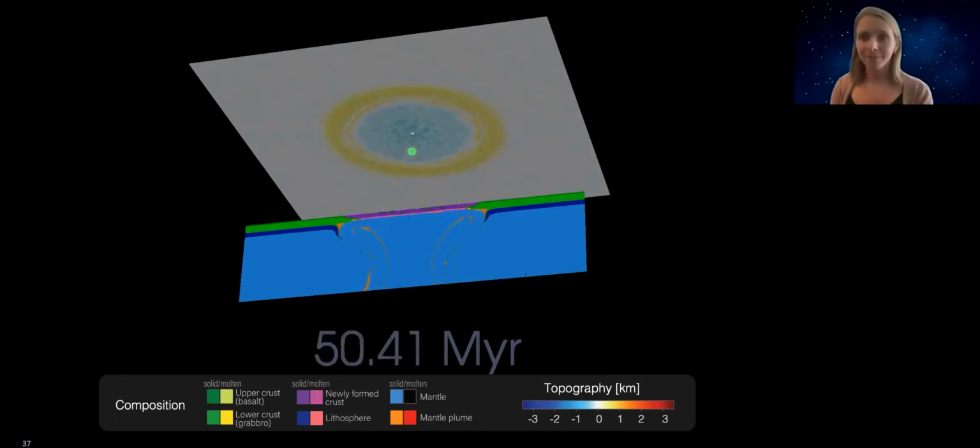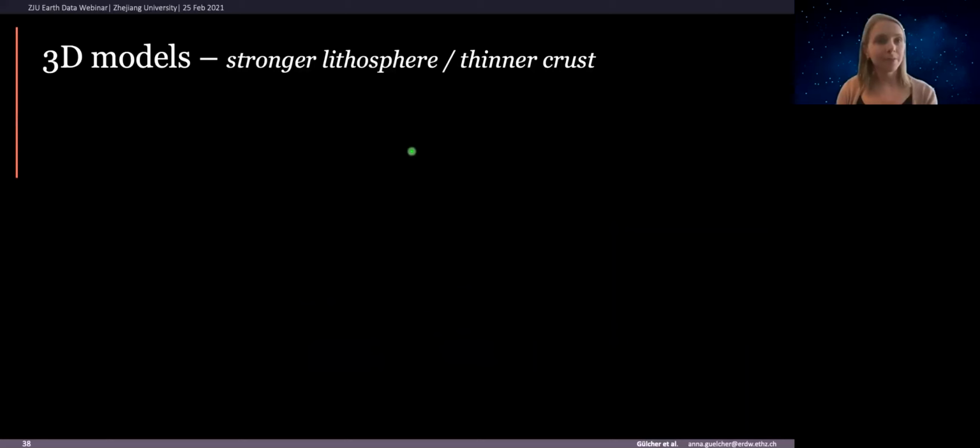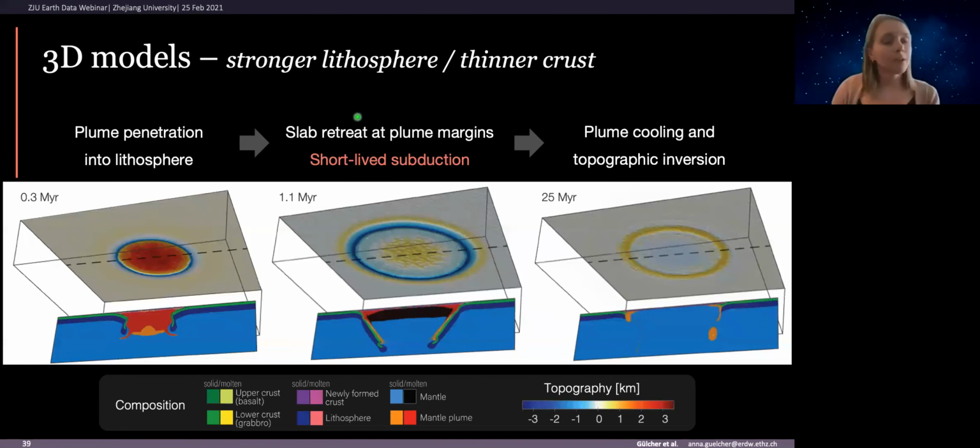All right, so this was our reference model, but we've of course analyzed a lot of different models. So I will show a few other models that display slightly different behavior. So our next model is a model in which the lithosphere is made a bit stronger, but it could also occur when we have a thinner crust. So we look again at 3 snapshots of 3 different times of model evolution.